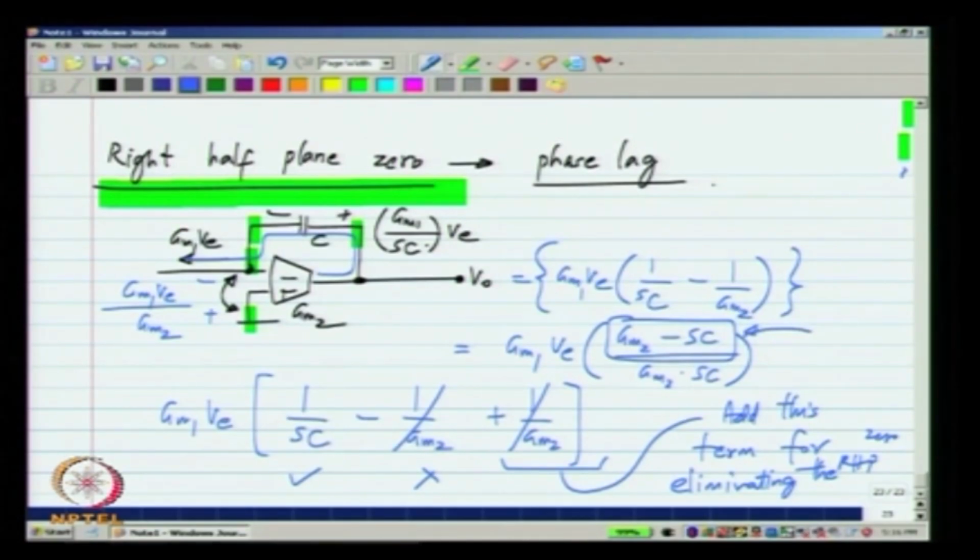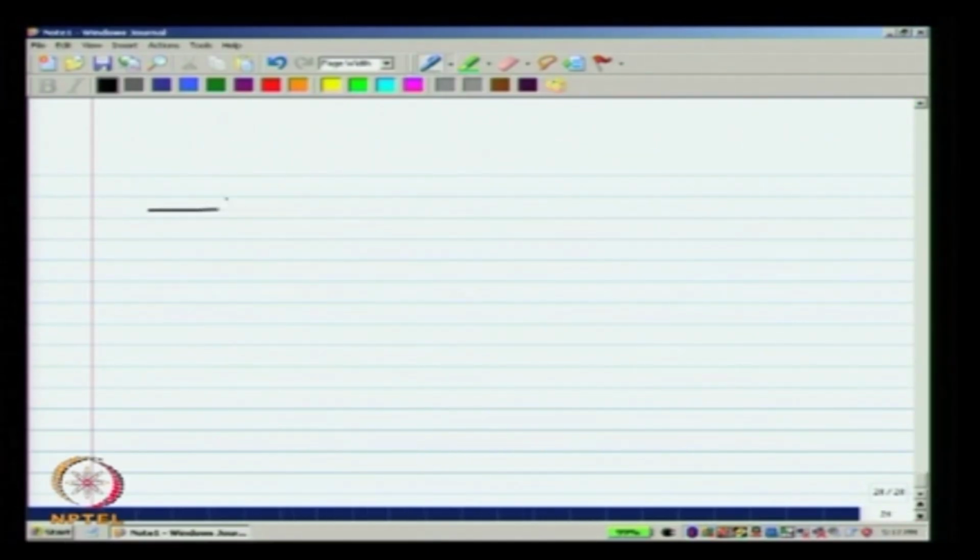Now, how do we add that? That means that to the output voltage that we originally have, we need to add a voltage equal to GM1 VE divided by GM2. That is the input current divided by GM2. Now, there is a very simple way of doing this.